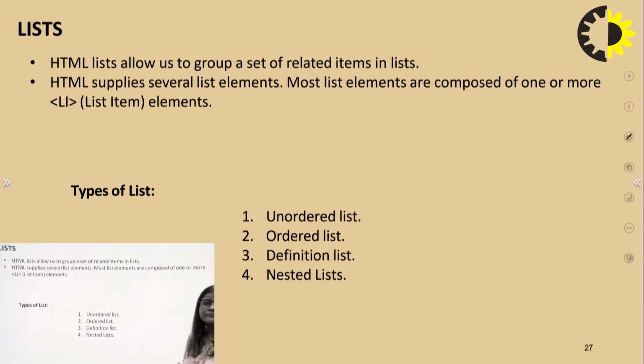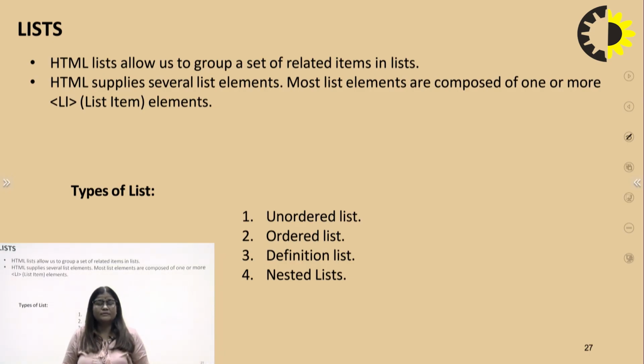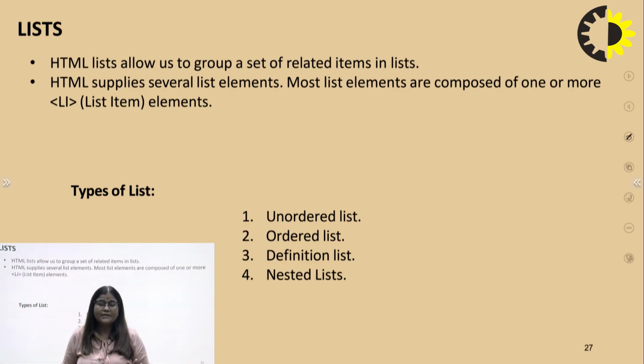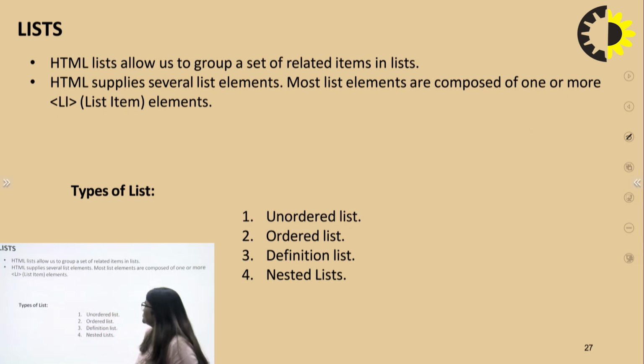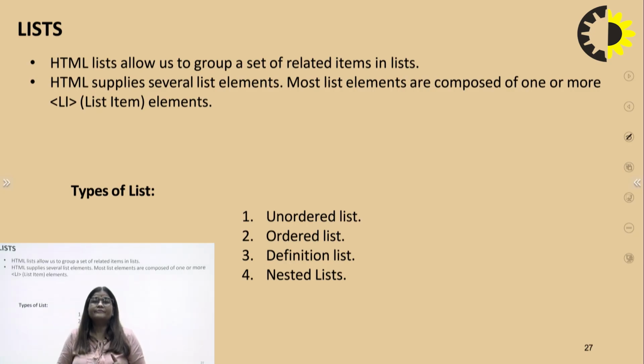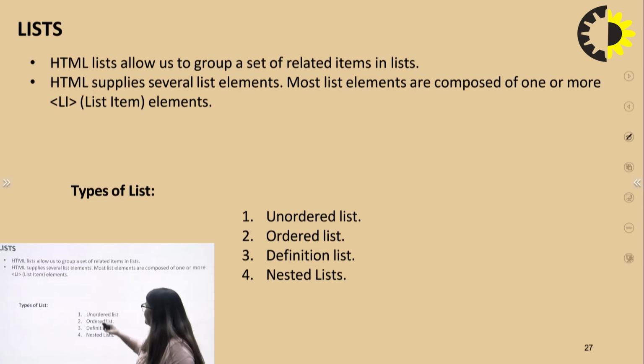Now list. In HTML, there are 2 types of list. One is unordered list and one is ordered list. In an unordered list we are not categorizing our list, and in an ordered list we are categorizing the list. When we are using an unordered list we use the UL tag, and if we are using an ordered list, then we use the OL tag. So we will focus on these 2.